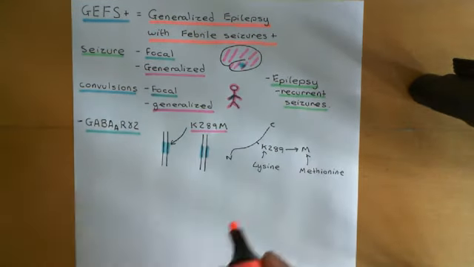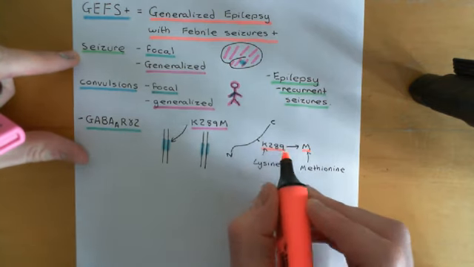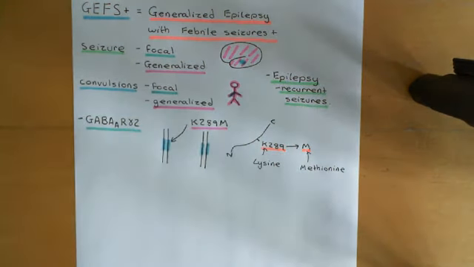Now, where is lysine 289 as far as the structure of the GABA A receptor gamma 2 subunit is concerned?